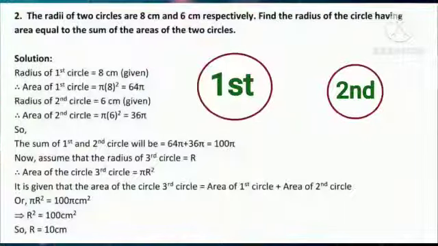Let us consider the radius of the first circle is 8 cm. So its area will be pi into 8 square, that is 64 pi centimeter square, as you can see on the screen. Similarly, the area of the second circle will be pi into 6 square, that is 36 pi centimeter square.